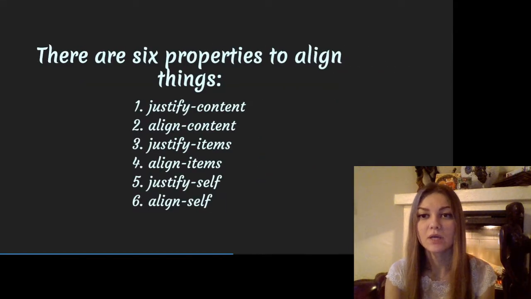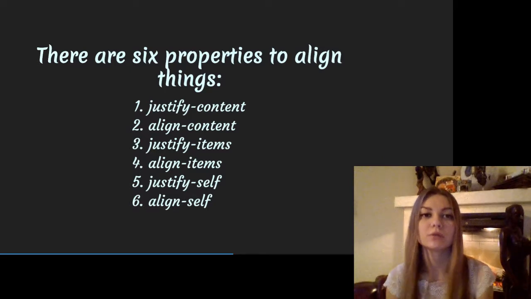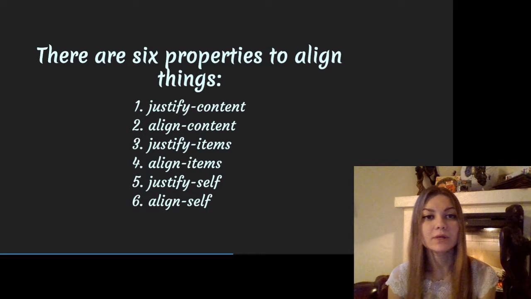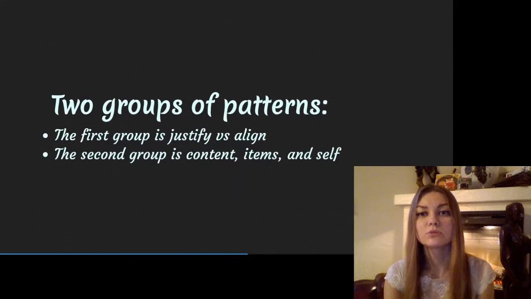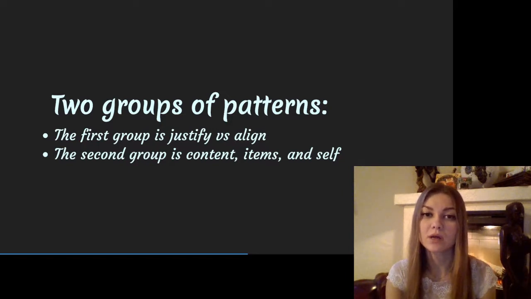Aligning things. This is where many people get confused. There are 6 properties to align things. Justify content and align content. Justify items and align items. Justify self and align self. You can see 2 groups of patterns here. The first group is justify versus align. The second group is content, items, and self.